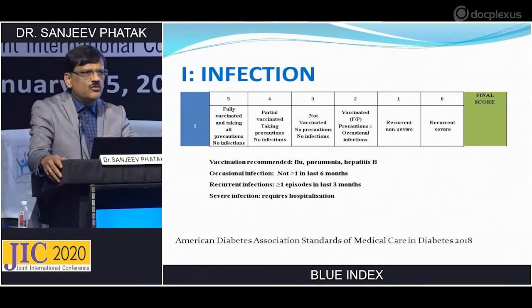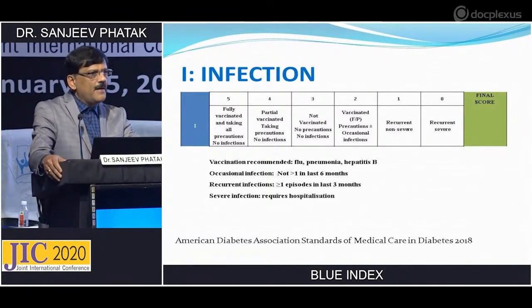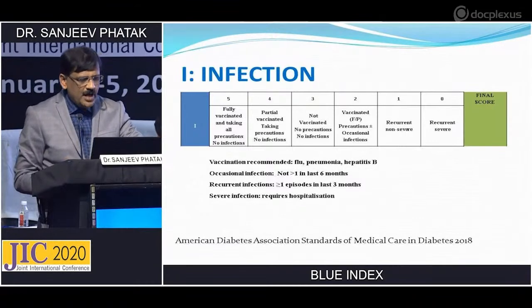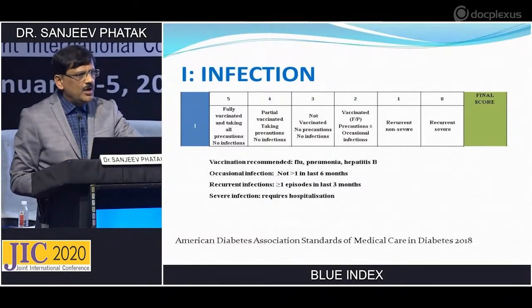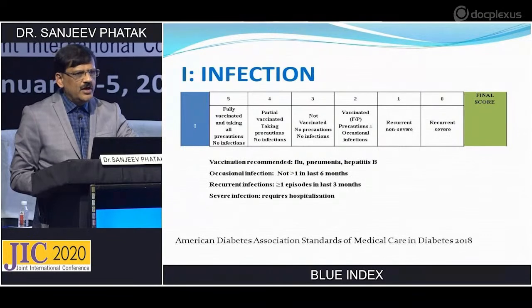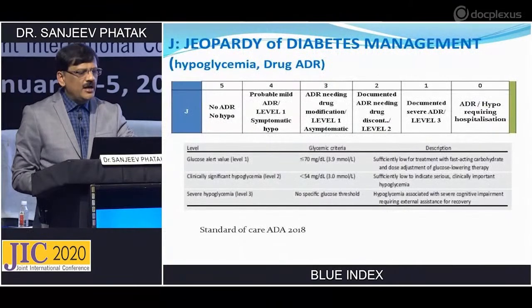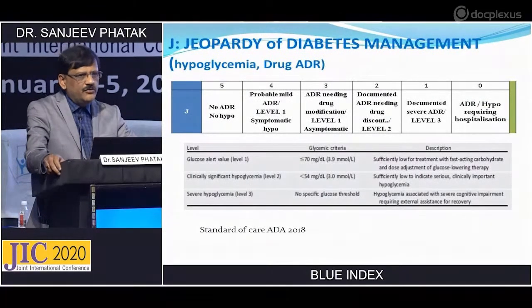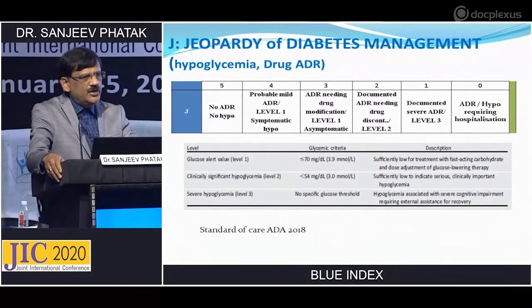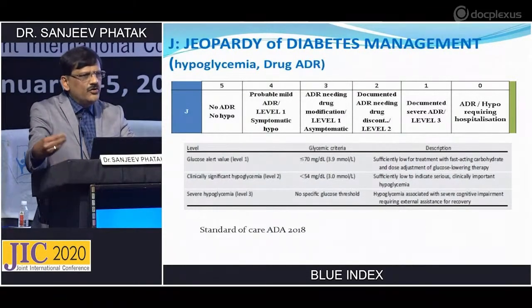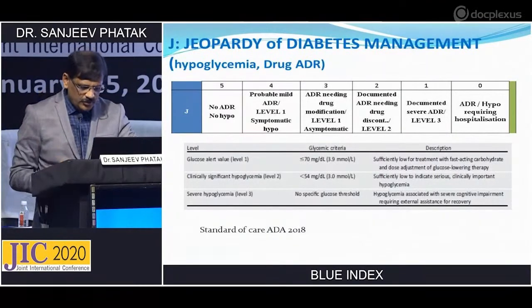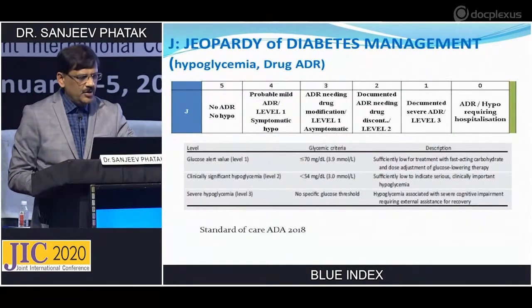In infection prevention, 2 vaccines have been recommended very strongly for our diabetic patients, that is influenza vaccine annually as well as pneumonia vaccine once in 3 years or based upon the high risk, and hepatitis B vaccine. Finally, the jeopardy of diabetes management, that is the side effect of whichever drug which we are giving, especially hypoglycemia with insulin or sulfonylureas, genital infection with SGLT2, weight gain with pioglitazone, antihypertensive causing some side effects. So all this must be explained to the patient whenever it is possible.